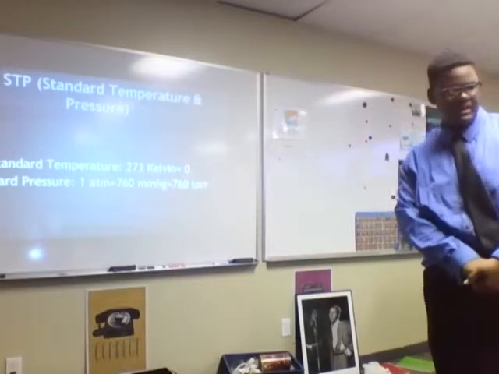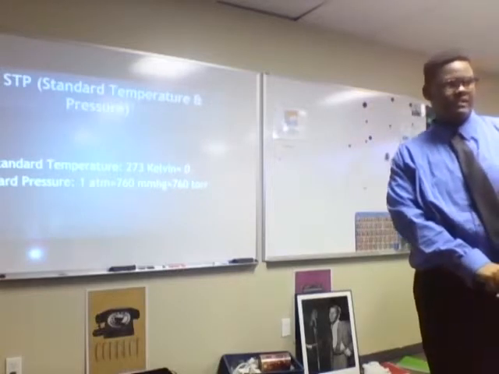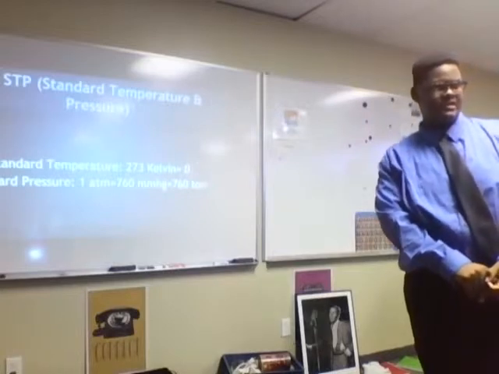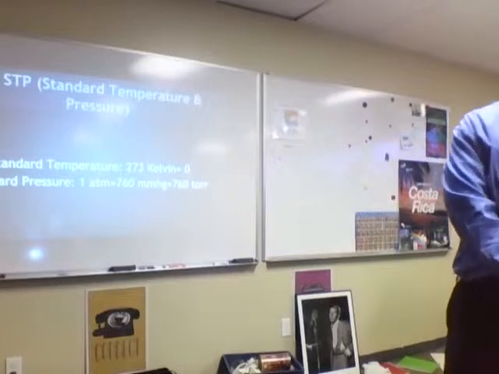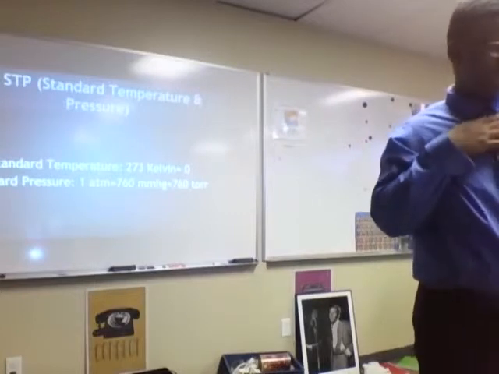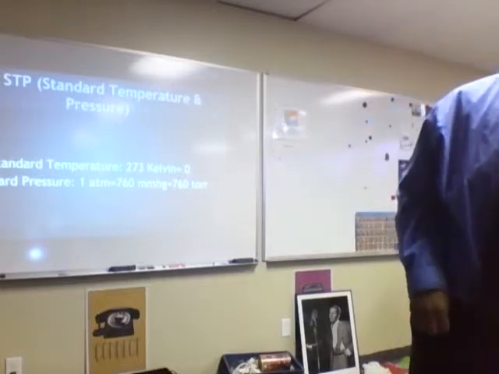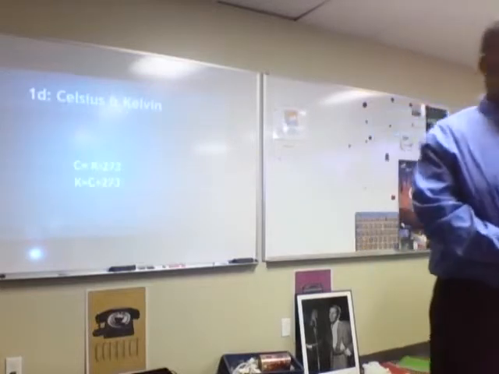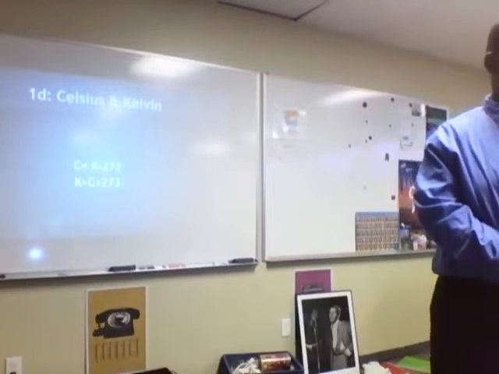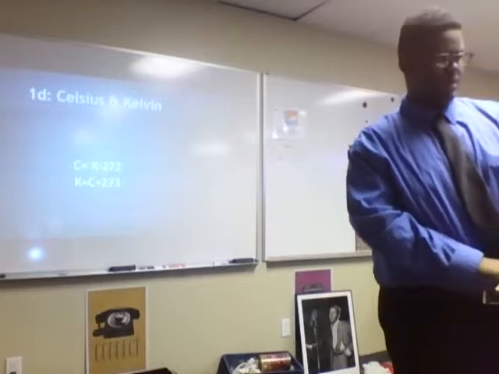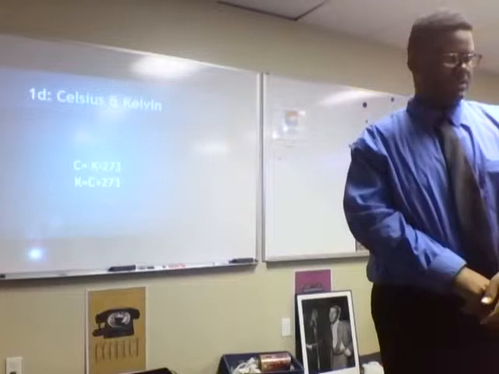For 1C, STP, standard temperature is 273 Kelvin, also known as 0 degrees Celsius. Standard pressure is 1 atmosphere, or 760 mmHg, or 760 torr. Celsius and Kelvin. Celsius could be Kelvin minus 273, and Kelvin could be Celsius plus 273.